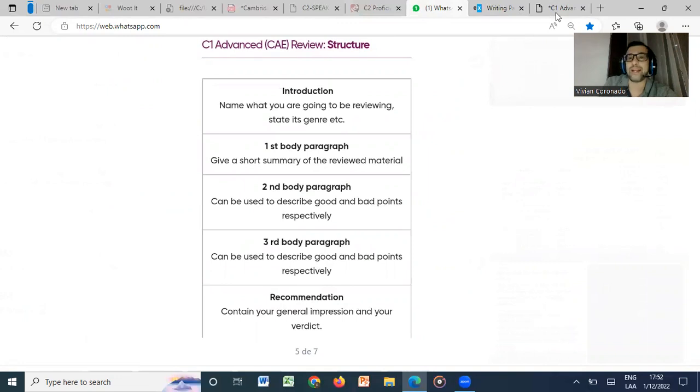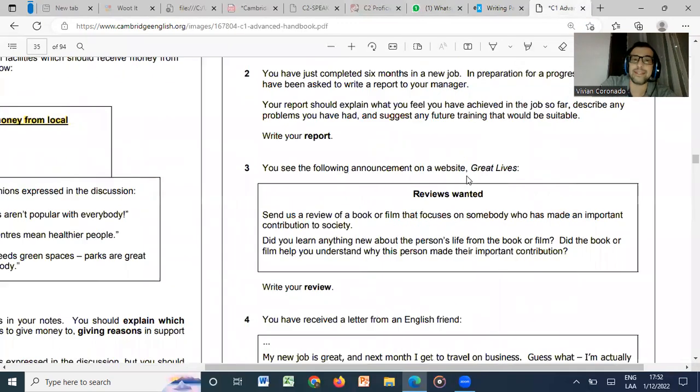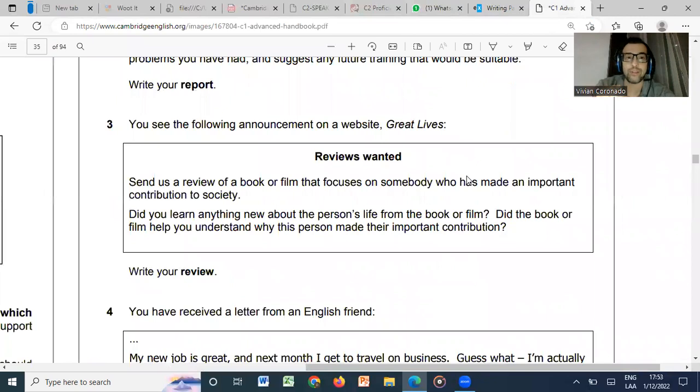And as we have here an example, in this case, they give you what to review. We said, you see the following announcement on a website. So it says review wanted. So send us a review of a book, in this case, or a film. So in this case, we need to review a book or a film that focuses on somebody who has made an important contribution to society. Did you learn anything new about the person's life from the book or film? Did the book or film help you understand why this person made their important contribution?